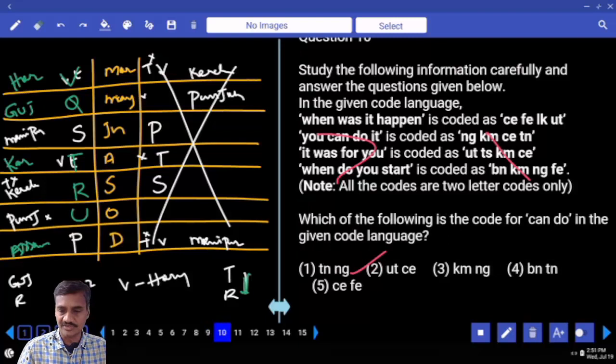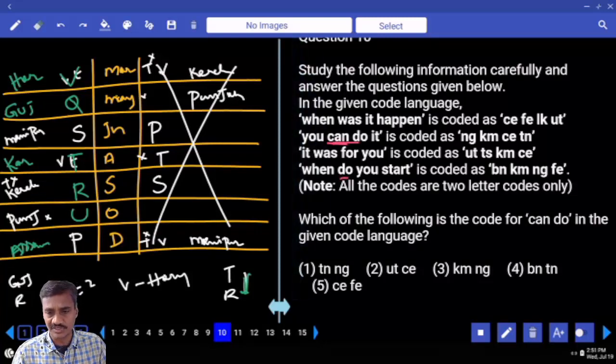The next one, 10th one. Now which of the following is the code for can and do? Now can and do, where can we find this can and do? Can is there in this one, isn't it? And can and do were here. Then can is here, the word that is common between these two. Yes, tell me what is your answer here? Can and do. And KM and now can and do.